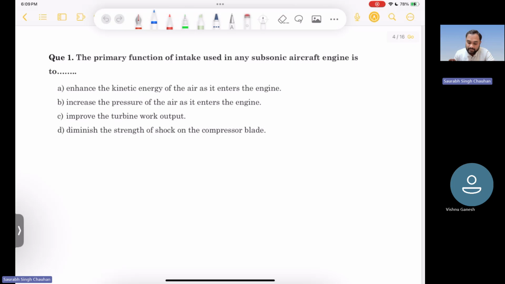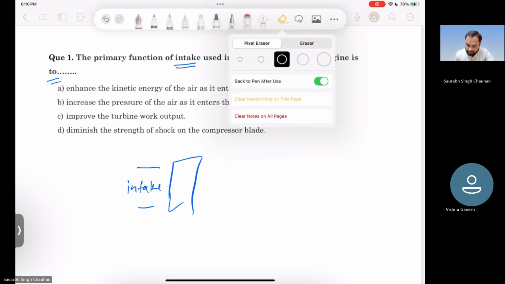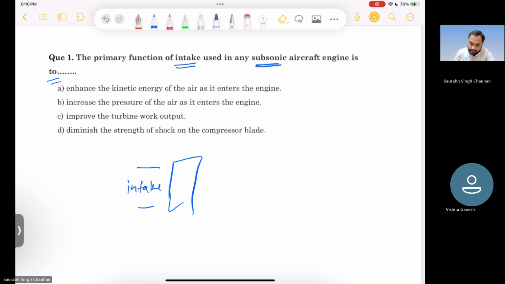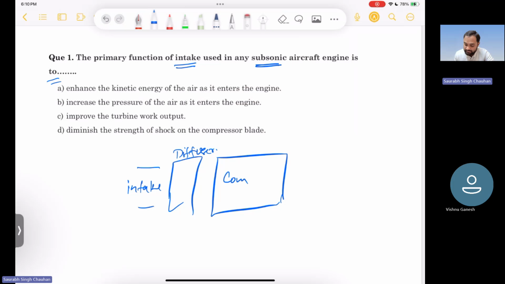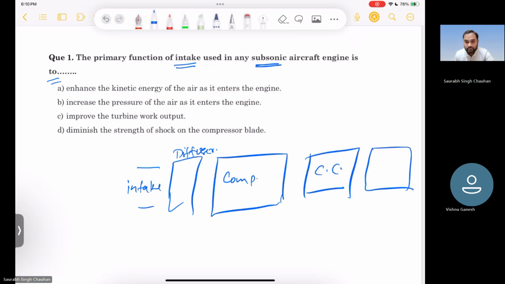Question number 1 says: the primary function of the intake used in any subsonic aircraft engine is to. So a diffuser is used at the intake. First of all, there will be some air coming in at the intake. Then there will be a diffuser. This diffuser will increase the pressure of this incoming gas. Then it will go through the compressor. Then there will be the combustion chamber. And then there will be a nozzle.